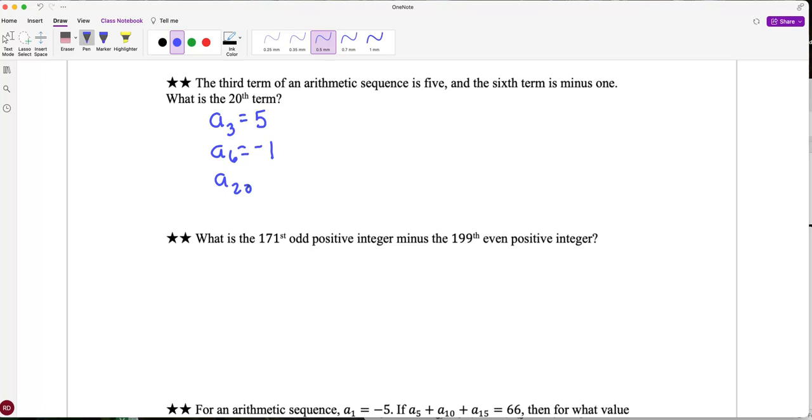So I know that the third term is going to be the first term plus 3 minus 1 D, right? I know that the sixth term is the first term plus 6 minus 1 D. Okay. So what I've got to figure out here is how can I figure out what D is, what the first term is, okay?